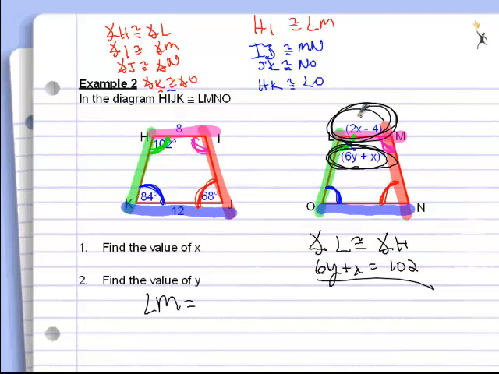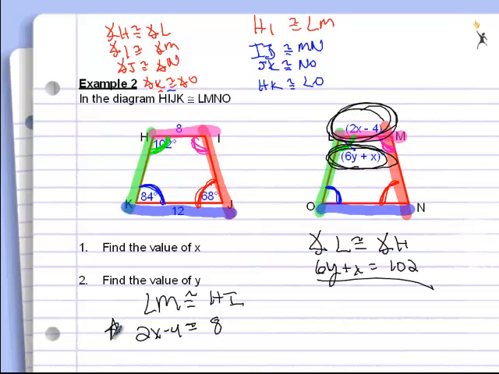Because that just has an x in it. LM is congruent to what? Well, LM is congruent to HI. Now I just replace both. LM is 2x minus 4, and that equals HI, which is just 8.